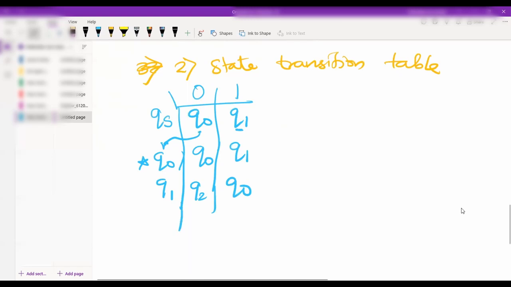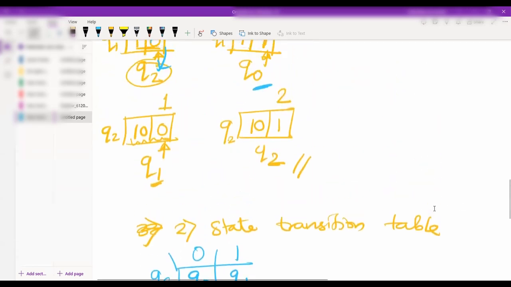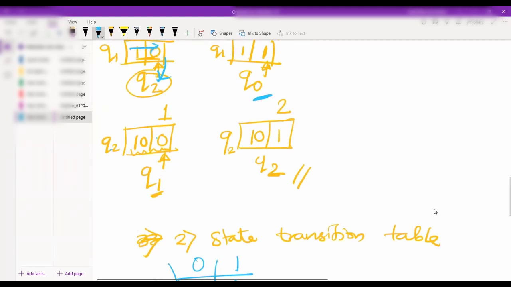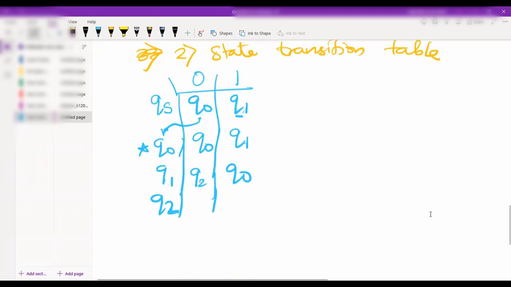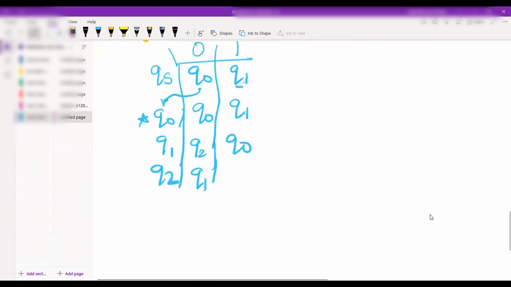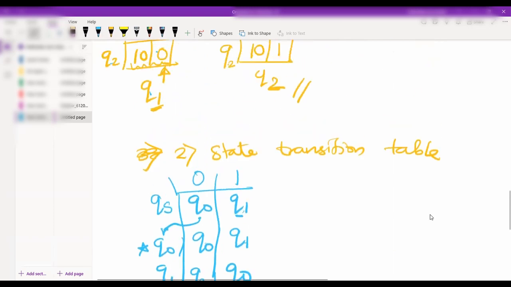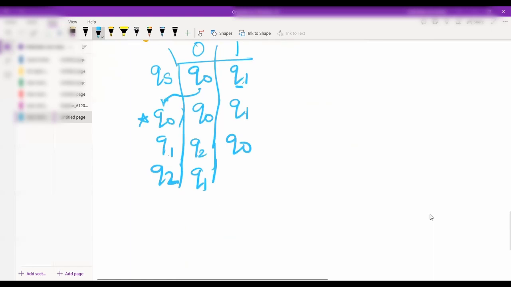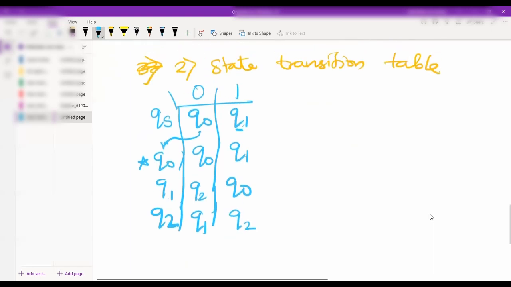What is remaining? We have considered Q0 and Q1, Q2 is remaining. So I have to write Q2 state. Now we have to consider Q2 state with 0. So Q2 on 0 goes to Q1 state, and Q2 on 1 goes to Q2 state. So this completes your state transition table.